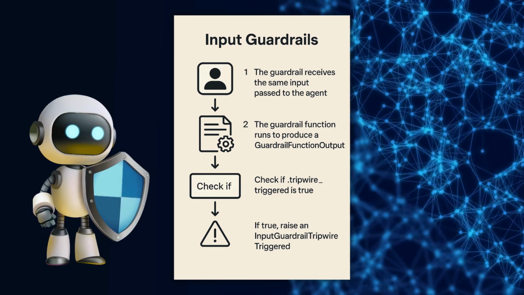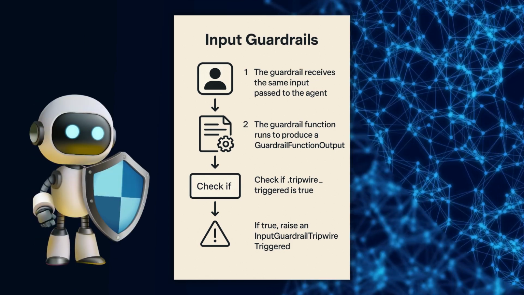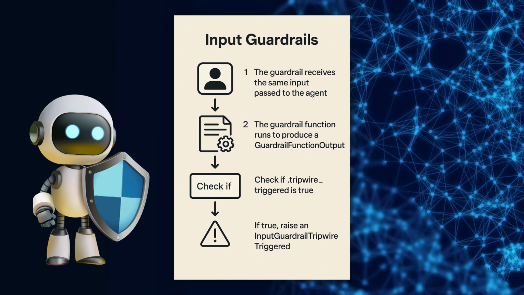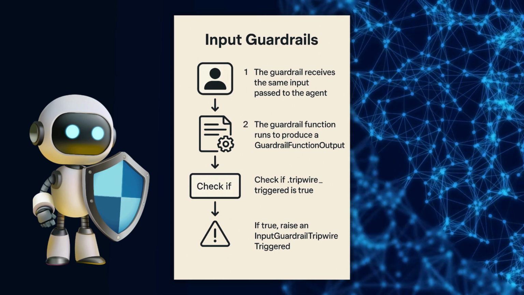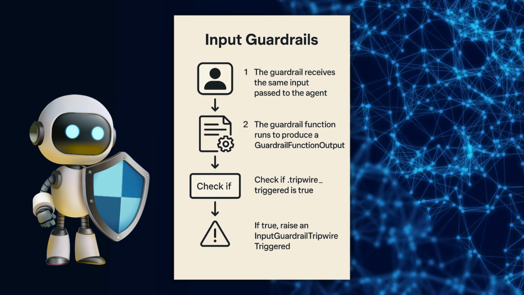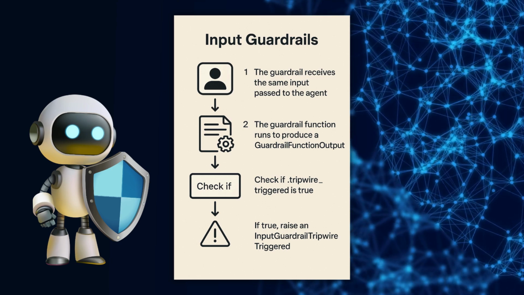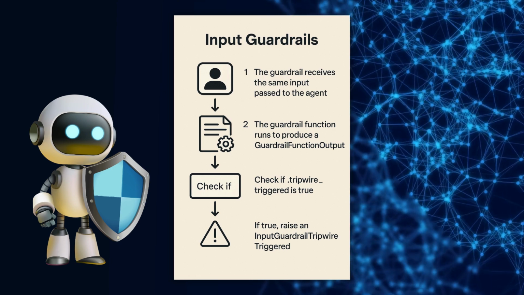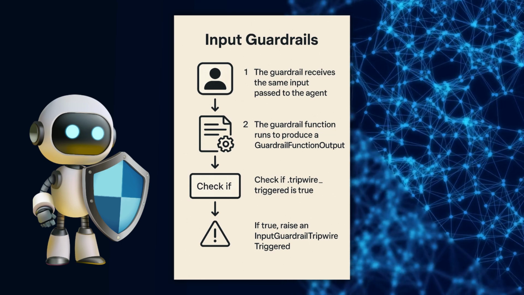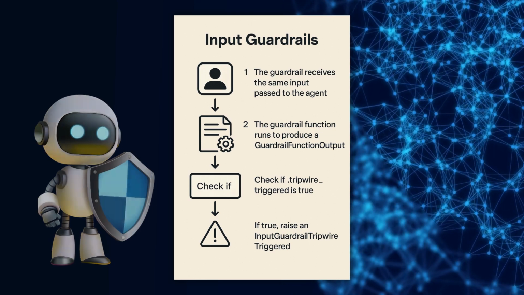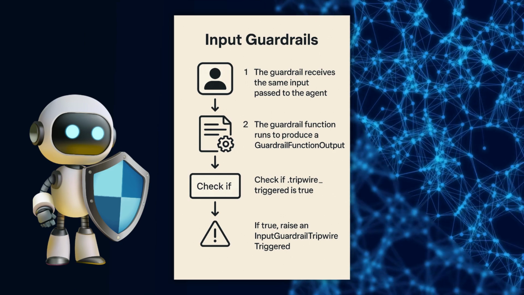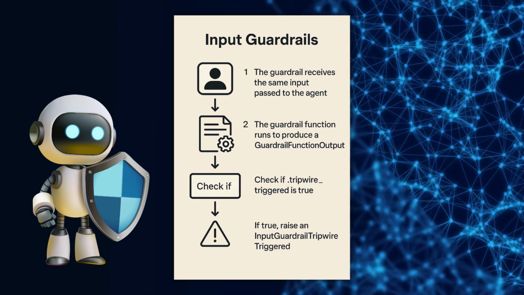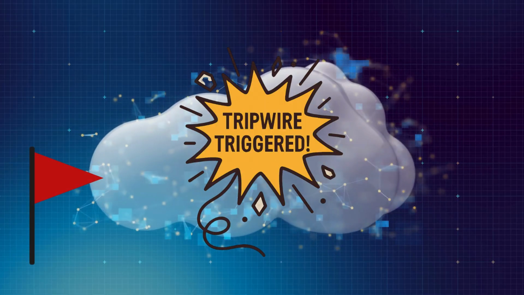Here's how an input guardrail works in 3 steps. It receives the same input that your agent gets. It runs a guardrail function, which returns a result. If .tripwire_triggered is true, an exception is raised, and the agent execution is halted immediately. Example: you can use a fast, cheap model just to screen for harmful or irrelevant queries before letting the expensive model run. A tripwire is like a red flag.